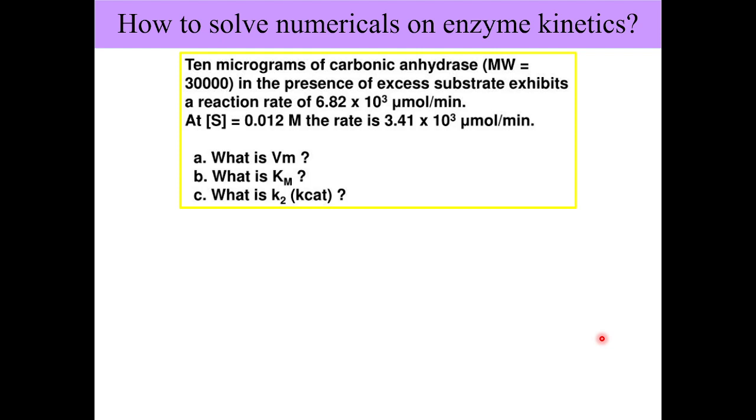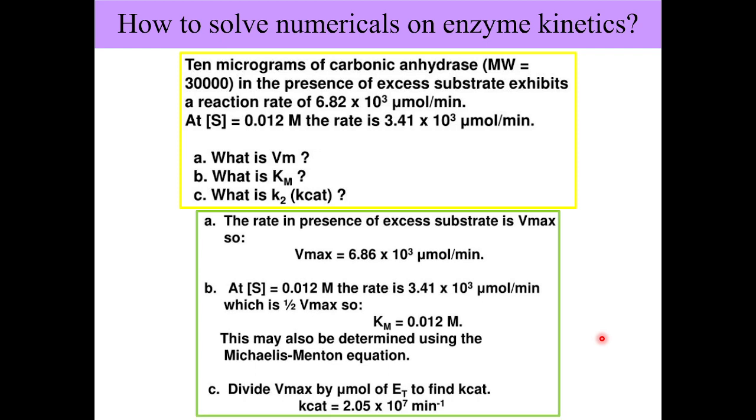Let us look at how this can be solved. You can take out Vmax. Half of Vmax is the rate of reaction at which substrate concentration equals Km, and therefore from the Michaelis-Menten equation you can derive Km. Then we divide Vmax by micromole of total enzyme to find the Kcat, or the turnover number, and that is how you can calculate this.